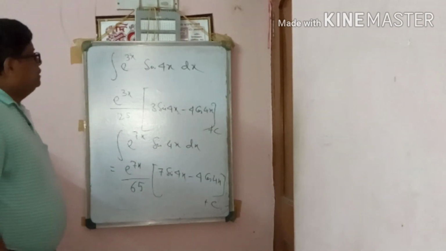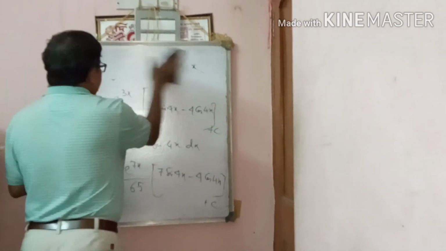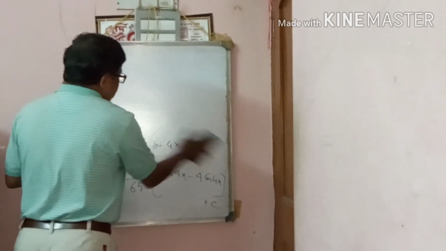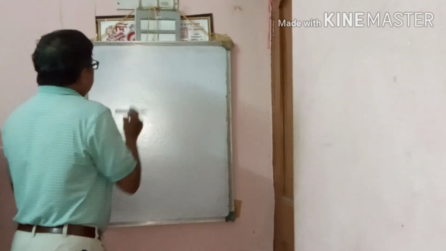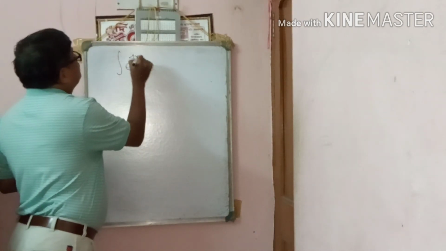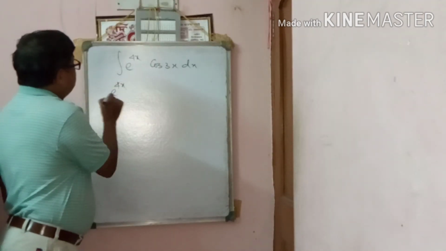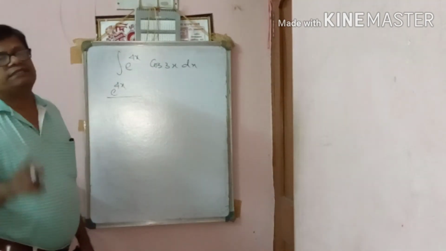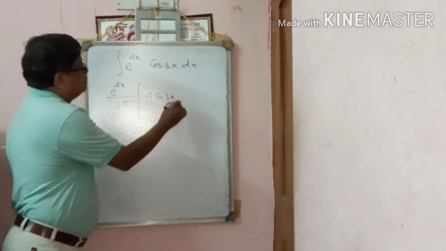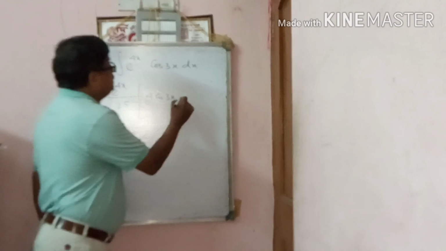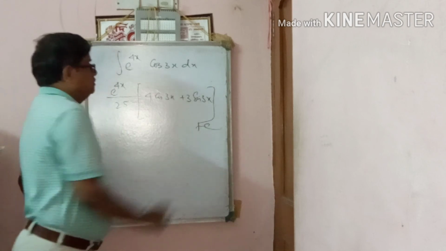Okay. Similarly, suppose cos 4x, similar sum, so I am showing. Suppose e to the power 4x cos 3x dx. So write e to the power 4x by 16 plus 9, that is 25. Here 4 cos 3x, okay, 3 is coming, so plus 3 sin 3x plus c. This derivative.